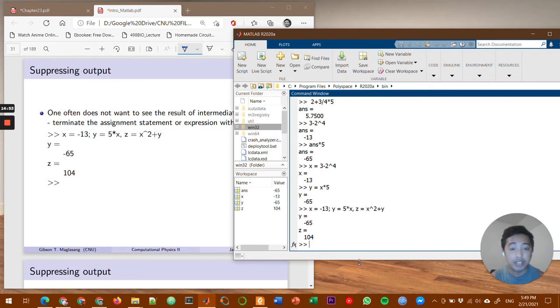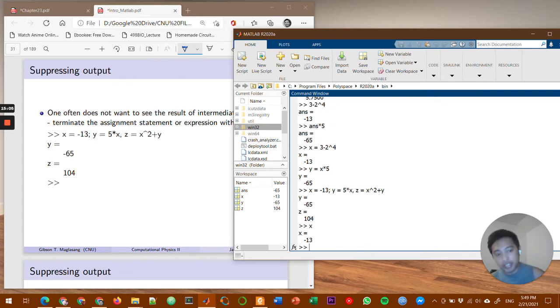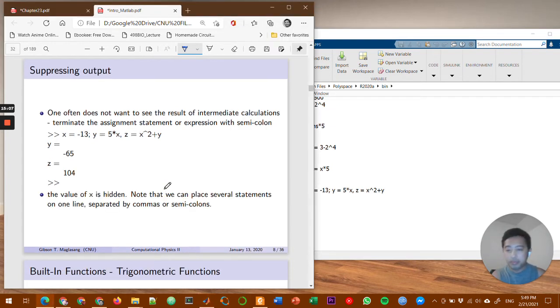What happens to x? Of course, it's suppressed because I put a semicolon after the statement. So if I want to see the result of x, I just type x and hit enter, then x is negative 30. Okay. So the value of x is hidden, and also several statements can be in one line separated by commas or semicolons, right.